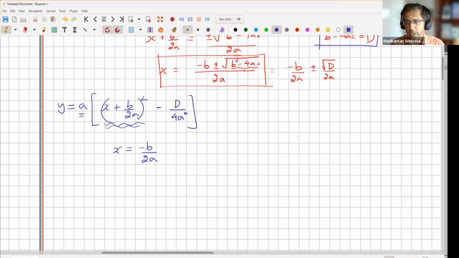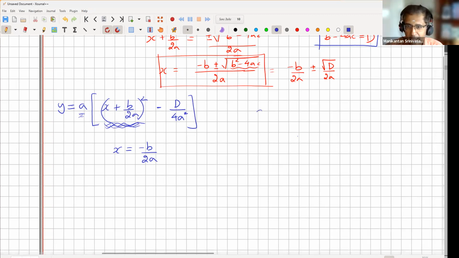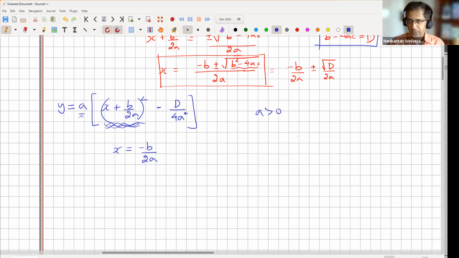Because if it's more than minus b by 2a or less than minus b by 2a, the expression that I've underlined will be a positive value. Therefore, very likely it's going to reach a minimum value. I'm saying very likely because if a were negative, the tables are completely turned around. It becomes a maximum value. So for now, just for understanding, let's keep a greater than 0. As long as a is greater than 0, then the minimum value of this expression for y is when x equal to minus b by 2a. Agreed?